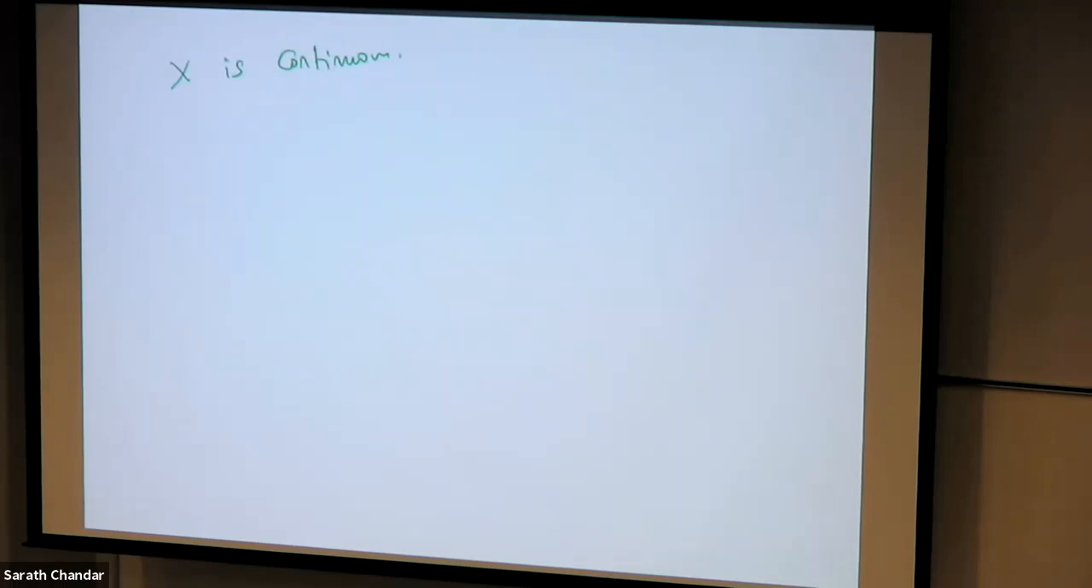Now, what if the features are not real values? What if my features are discrete values, like 0, 1, or 0, 1, 2, 3 for that matter? What if I have discrete features?